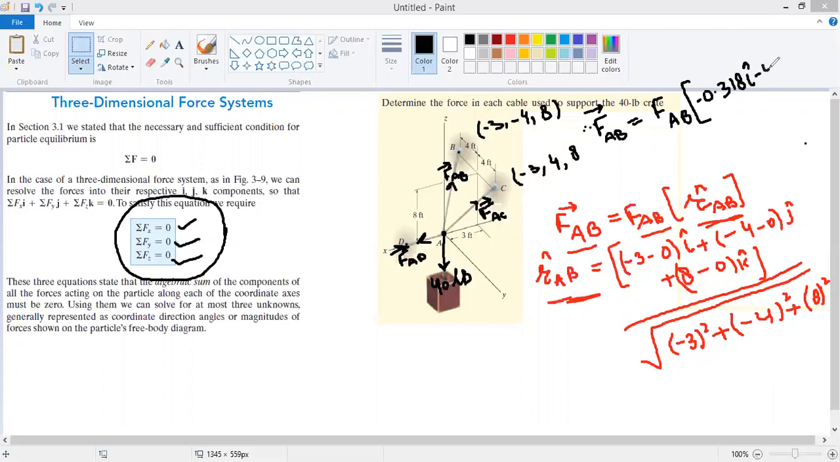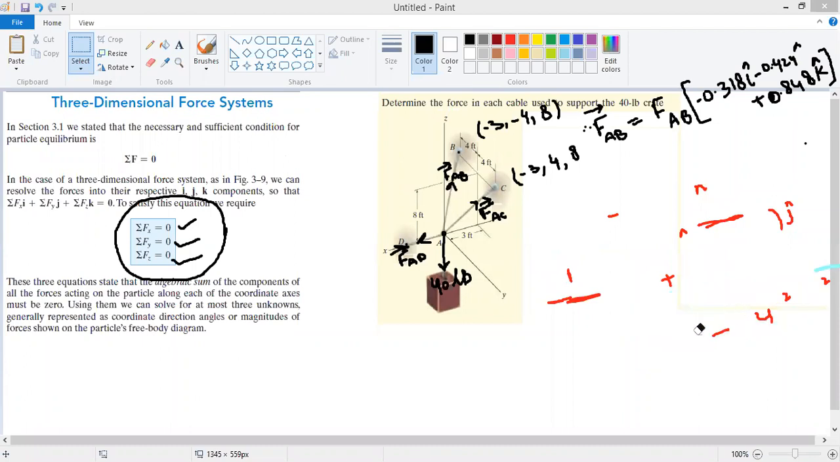And then we have minus 4 divided by this term, that's equal to minus 0.424, so minus 0.424 j cap. And the last term, 8 divided by this term, is 0.848. So we will be having plus 0.848 k cap. Okay, so this is our FAB.